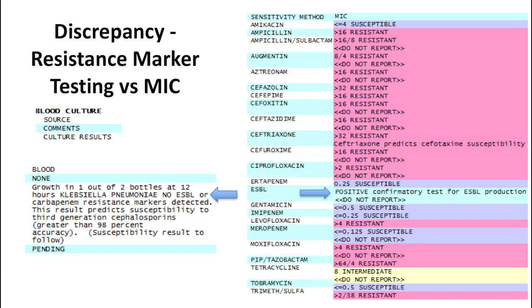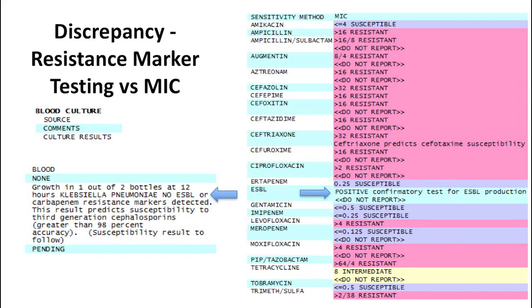This is just an example of one of the discrepancies that we had just recently with our resistance marker testing versus our full phenotypic susceptibility. You can see on the left-hand side that our resistance marker detected no ESBL on Klebsiella pneumoniae. But if you look at the susceptibility result that we had up to 36 hours later, it truly was an ESBL. Now, what problems do you get into in the laboratory with doing things like this over time with increasing percentages?